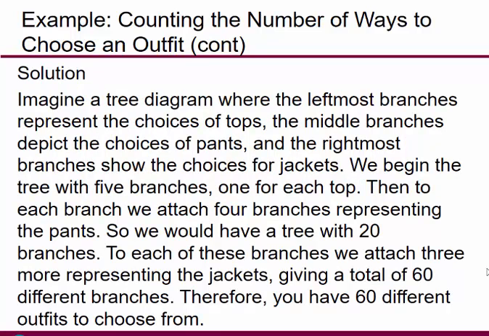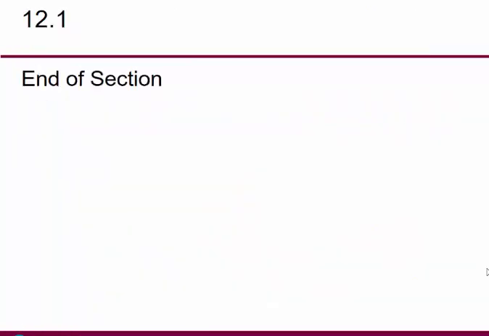Imagine a tree diagram where the leftmost branches represent the choices of tops, the middle branches depict the choices of pants, and the rightmost branches show the choices for jackets. We begin the tree with 5 branches, 1 for each top. Then to each branch we attach 4 branches representing the pants. So we would have a tree with 20 branches. To each of these we attach 3 more representing the jackets, giving a total of 60 different branches. Therefore you'll have 60 different outfits to choose from.